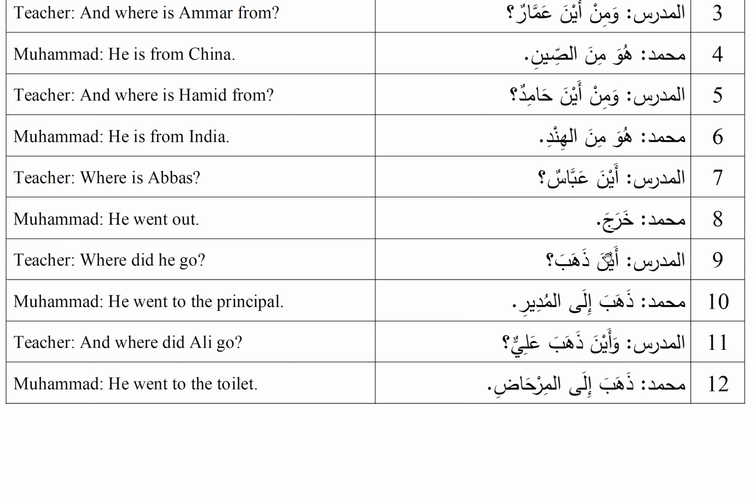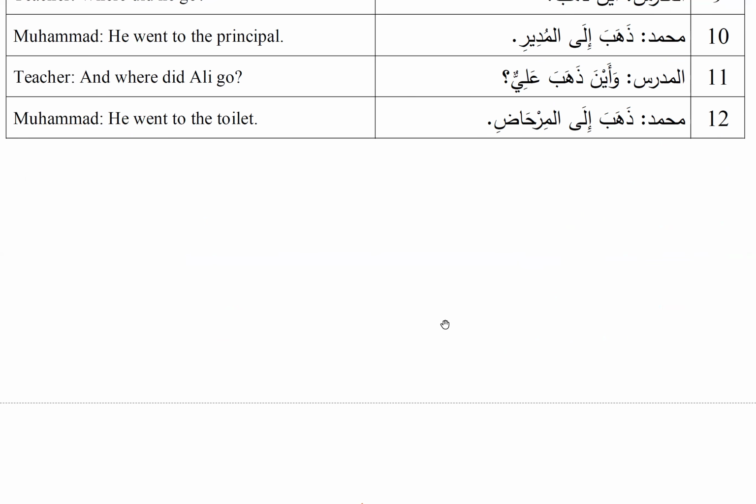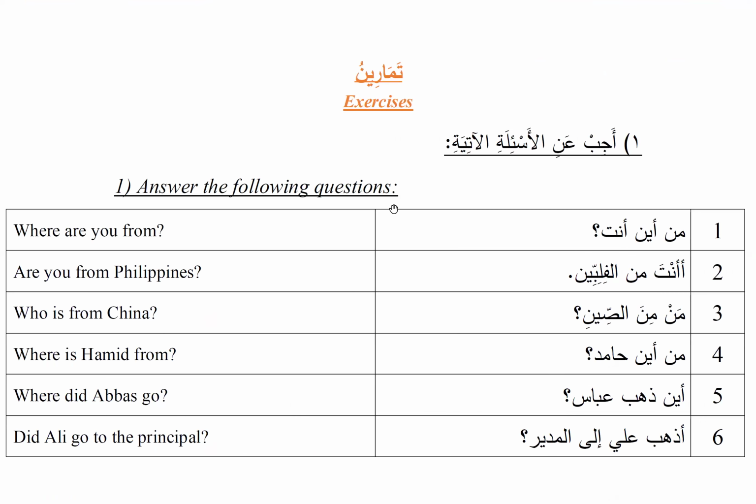So Mudarris asks, Aina dhahaba, where did he go? So Muhammad says dhahaba ila al-mudiri. He went to the principal. So principal has ending with kasra here because it's preceded by ila. وَأَيْنَ ذَهَبَ عَلِيٌّ, and where did Ali go? ذَهَبَ إِلَى الْمِرْحَاضِ, he went to the toilet. Tamarin now based on this.